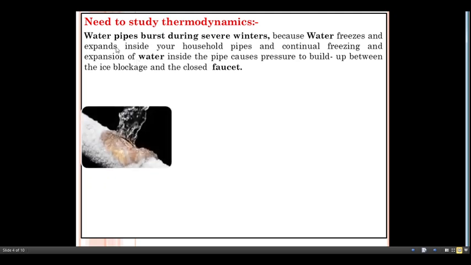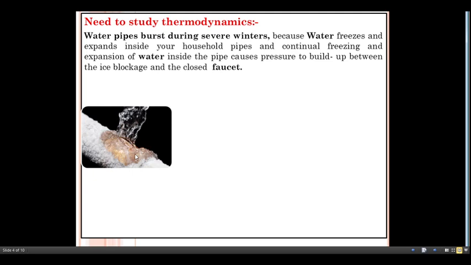Water pipes burst during severe winters because water freezes and expands inside your household pipes, and continual freezing and expansion of water inside the pipe causes pressure to build up between the ice blockage and the closed faucet. Because of this, the bursting of the pipe takes place.